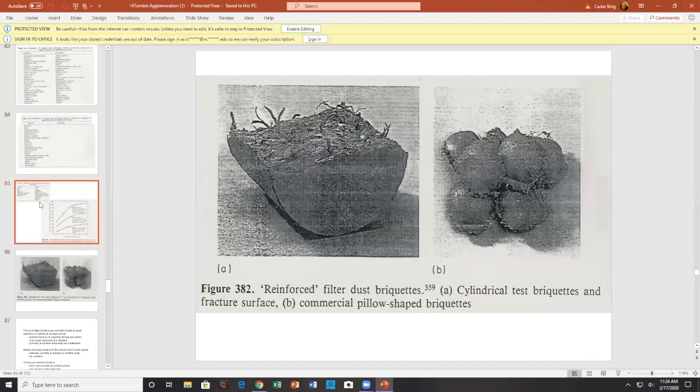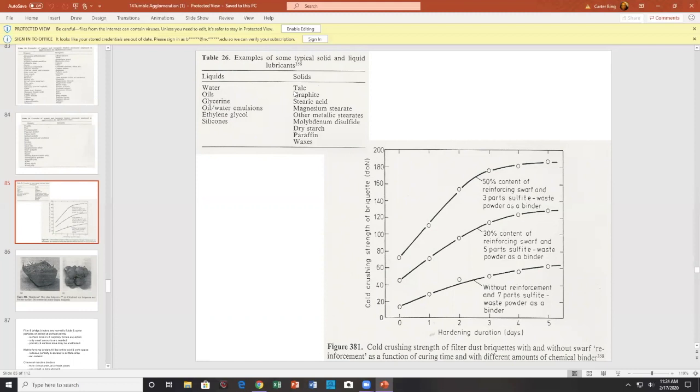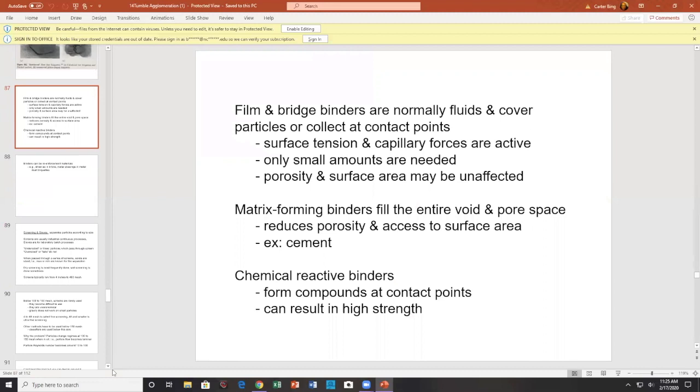So let's see what we got here. Examples of some typical liquid lubricants. Hardening in days, cold crushing strength of the briquette. And aging without reinforcement, with reinforcement, 50%. So I'm getting much, much greater, 50%. So all this agglomeration is all around us. And when I first started doing this area, I didn't realize how significant agglomeration was.